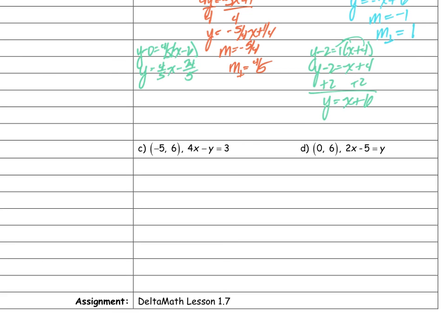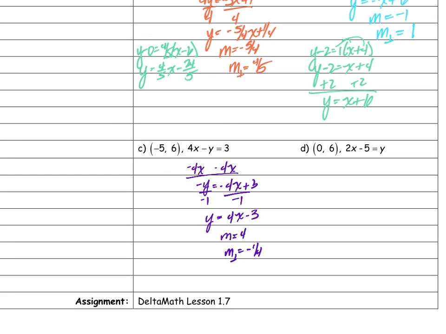So I need to find the slope of my line. So I'm going to subtract 4x. So I get negative y equals negative 4x plus 3. Divide by negative 1. So y equals 4x minus 3. So the slope of my line is 4, but I don't want it to be parallel. I want it to be perpendicular. So I need the perpendicular slope, which is the negative reciprocal, which would be negative 1/4. So I'm going to use that slope.